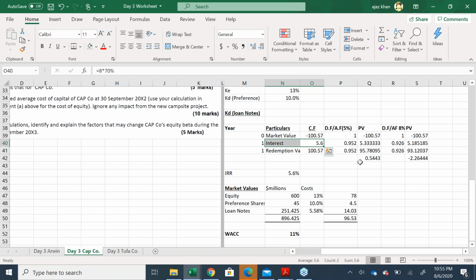Even if you do it, I did it. I did discount it. See, I have discounted it, but still I've got the answer as 5.6. Yes, it's interest minus tax, that's it. But there's a condition. If your market value and your redemption value both are same, then your cost of debt will be equal to your after tax interest rate.